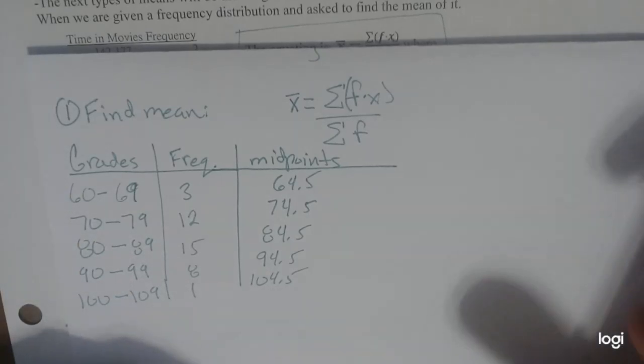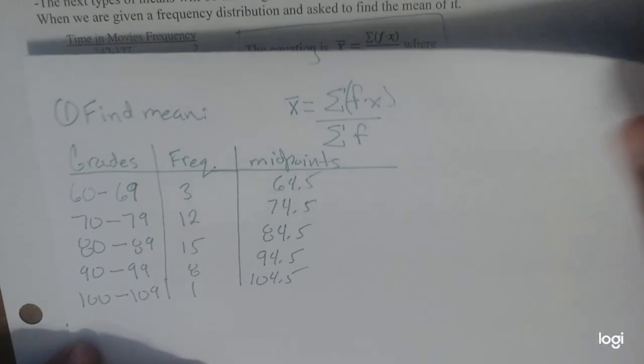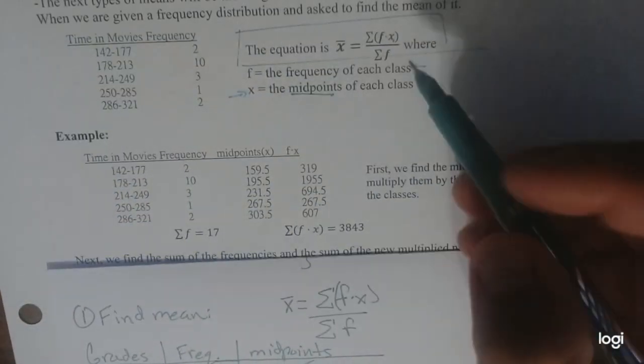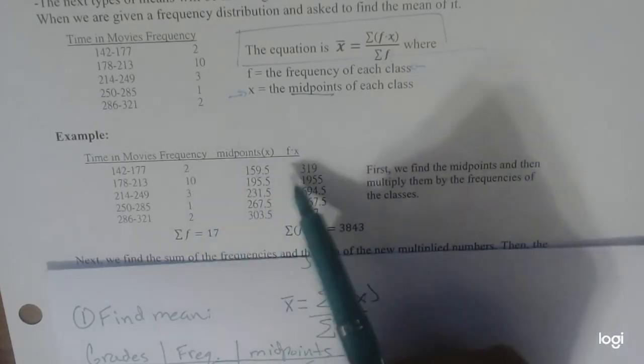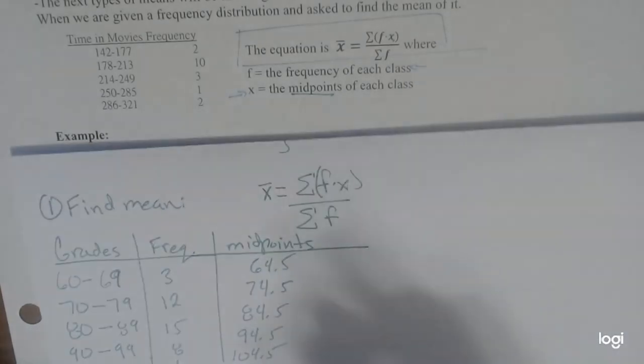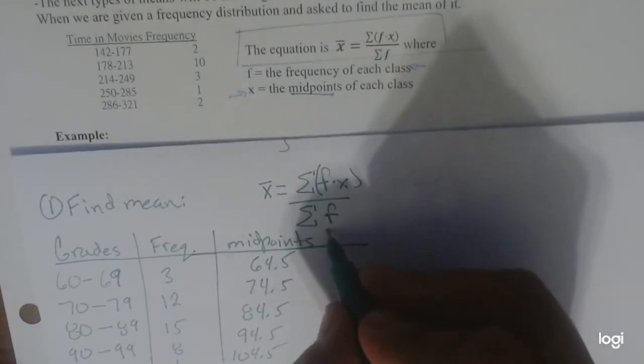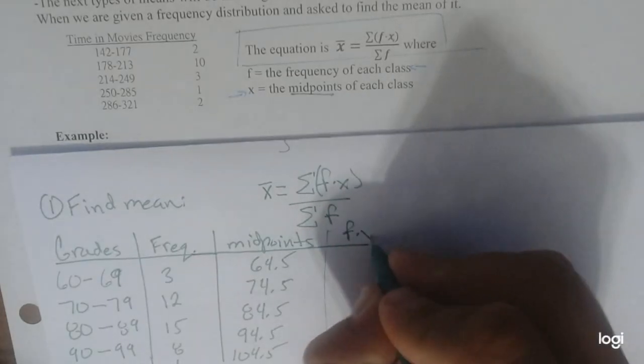Now we have those. Well, what's the next step? The next step, as we did in the example, is to multiply f times x. So that's what we did here, right? We literally multiply straight across. So we're going to do the same thing. Now we have a new column of f times x.